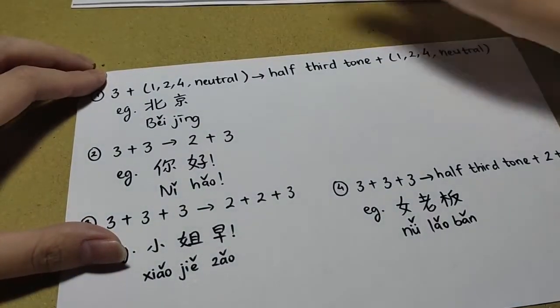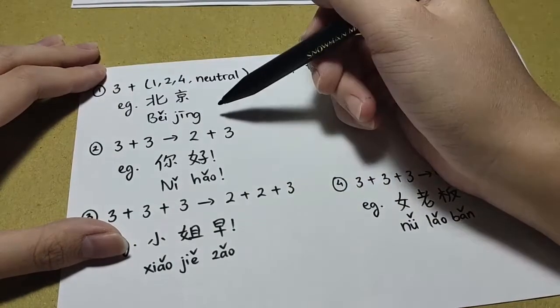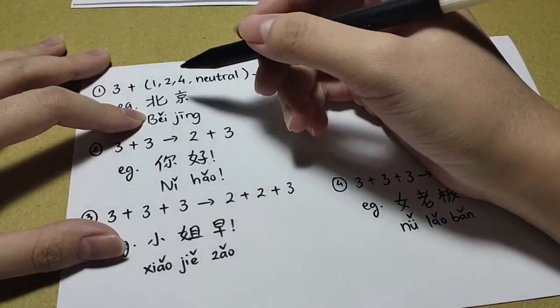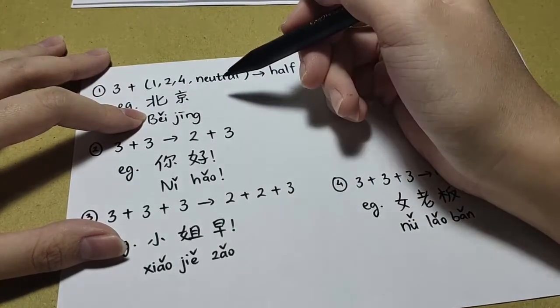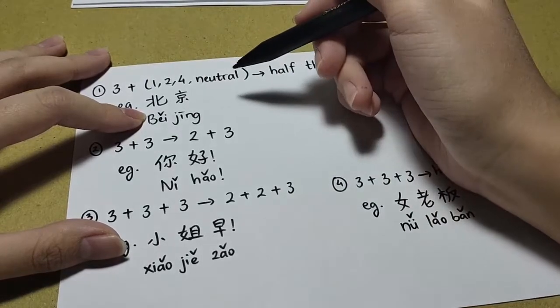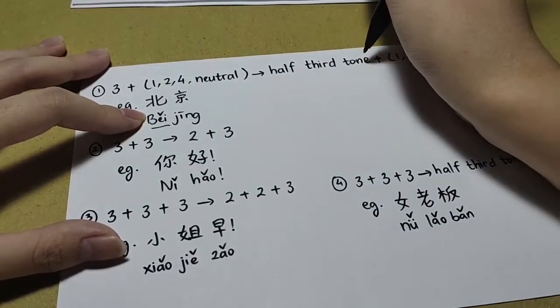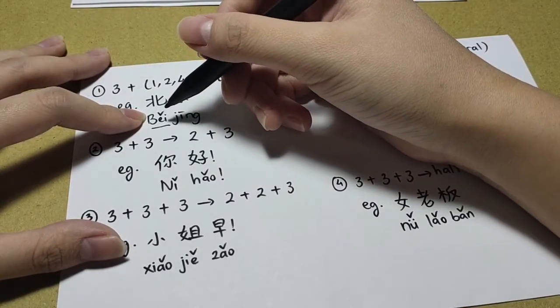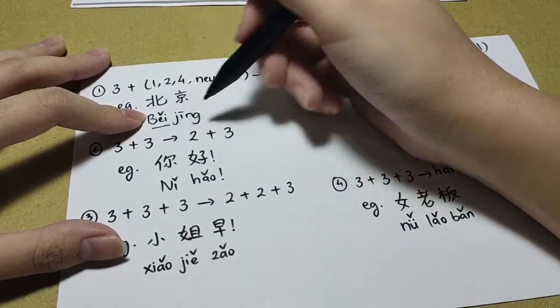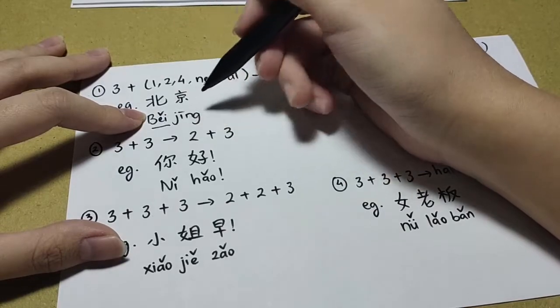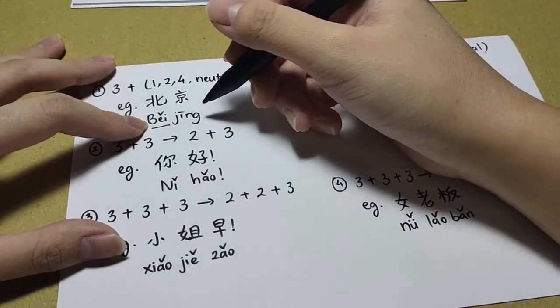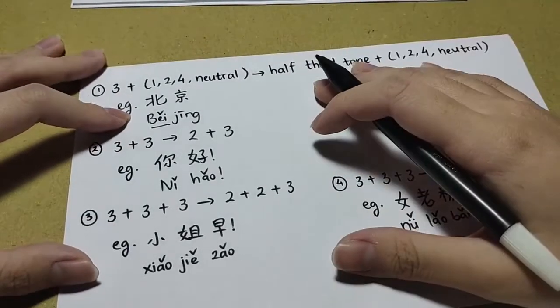So for example, 北京, instead of saying it like 北京, we change this into half third tone. So it is like 北京, and Beijing is the capital of China.